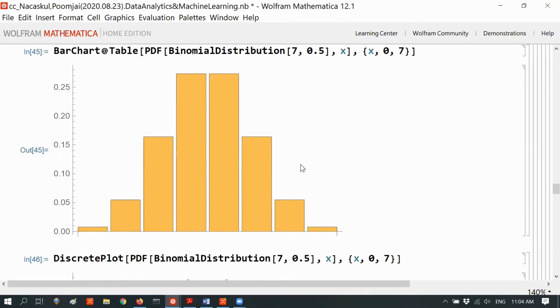I put 0.5 to make it a fair coin, right? Heads or tail. 7 means 7 times. Okay, you can see that binomial distribution 7, 0.5 means n equal to 7. The number of independent Bernoulli trials, independent identically distributed, with probability p equal to 0.5.